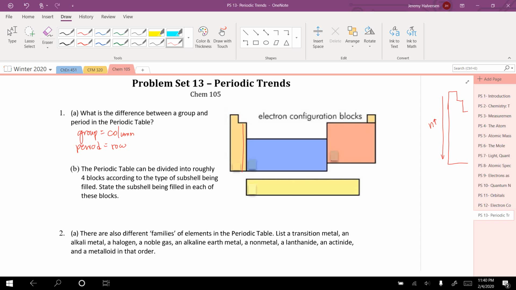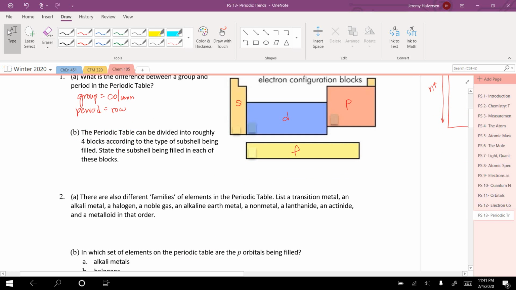The periodic table can be divided into roughly 4 blocks according to the type of subshell being filled. State the subshell being filled in each of these blocks. We talked about that in the electron configurations. We've got S, we've got P, we've got D, we've got F. There are also different families of elements on periodic tables: list a transition metal, an alkali metal, a halogen, a noble gas, an alkaline earth metal, a nonmetal, a lanthanide, an actinide, and a metalloid, in that order.